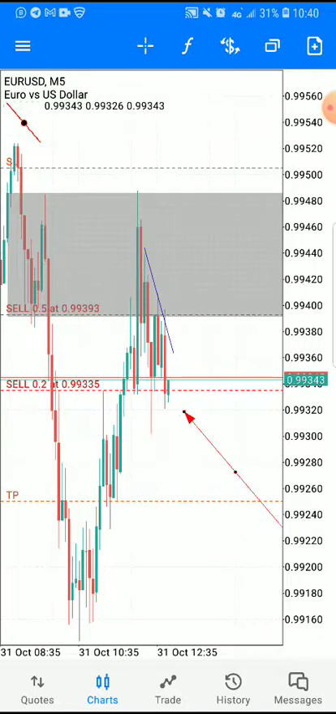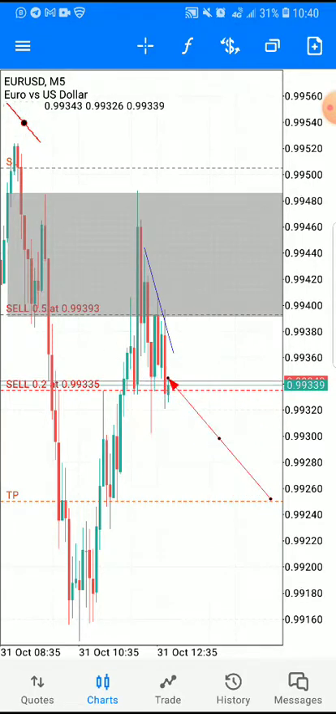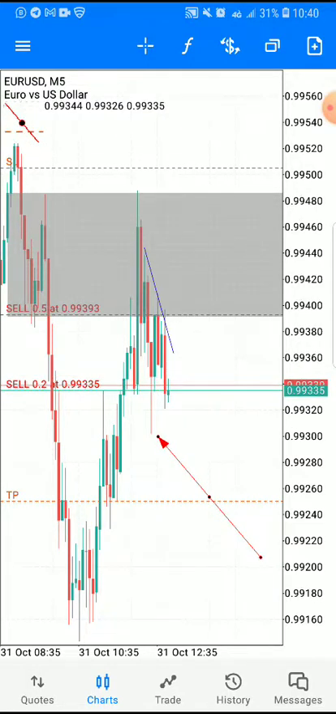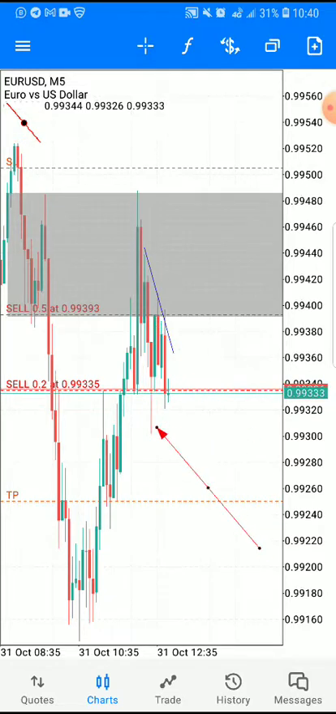That's the reason why the market is kind of reacting over here. But the market definitely is going to break this and come to the 300 mark. It has to come to the 300 mark. So what I'm going to do is maybe close the 0.2 trade when it gets here, so that I can concentrate on the 0.5 at this point.